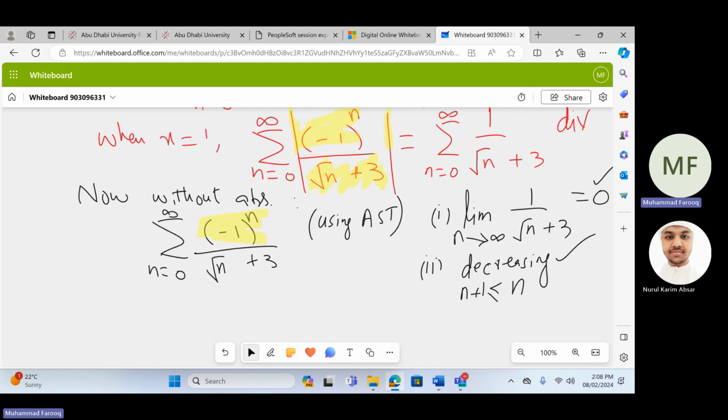So this series without absolute value converges. Now it is converging, this is convergence. Now when x is 1, when we use x equal to 1 with absolute value, it diverges, and without absolute value, it converges. What does it mean?